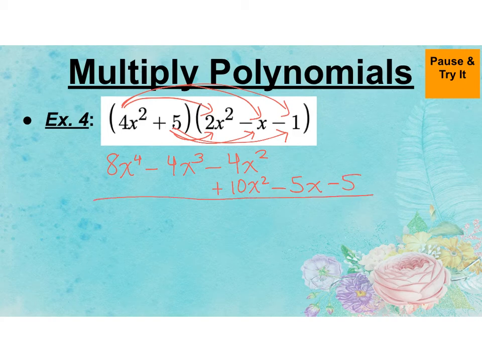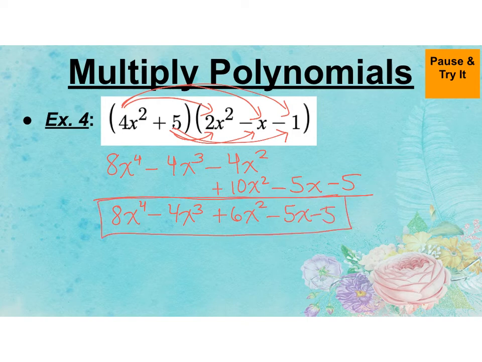Only the x squareds matched up on that, but it's still going to help me write it in standard form. So I end up with 8x to the 4th minus 4x cubed. Negative 4 plus 10 is positive 6x squared minus 5x minus 5. Final answer for a quartic polynomial with a leading coefficient of 8. Good job.